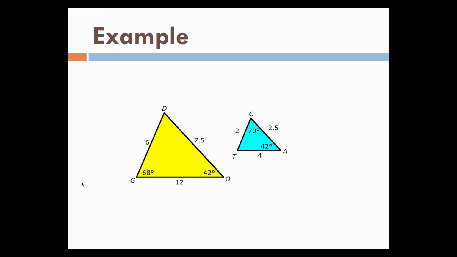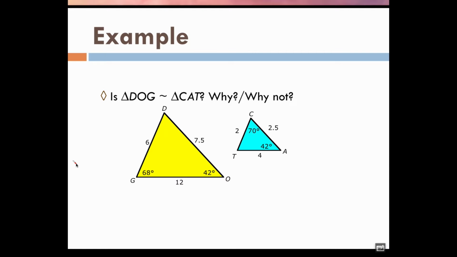Okay, two triangles, a dog and a cat. Is the triangle dog similar to the triangle cat? Yeah. Okay, they are? How do you know? Because the corresponding angles are congruent. They are? How big is this angle? 70. How do you know?